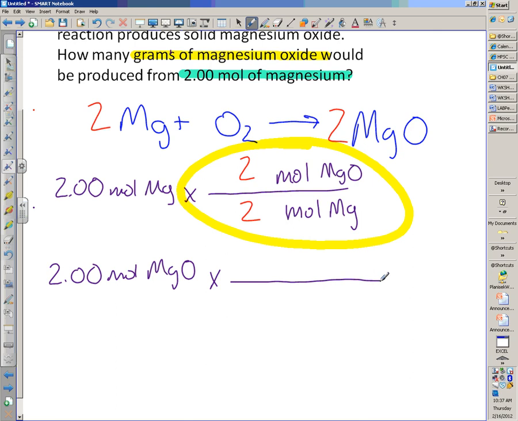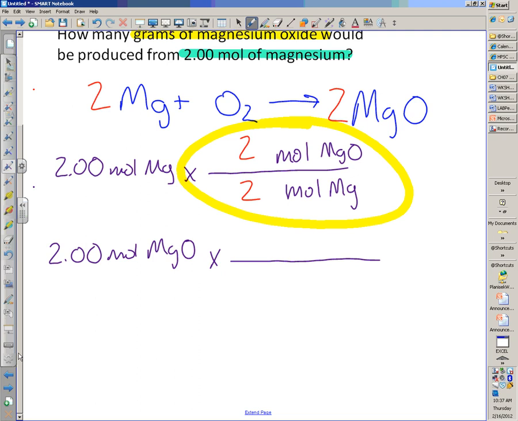What has, units-wise, what has to go on the bottom of this conversion factor? Moles of MgO has to go on the bottom, because that's what conversion factors do. They cancel out the units we don't want. Okay? Then, unit-wise, take care of the units first. What unit goes on the top of this conversion factor?